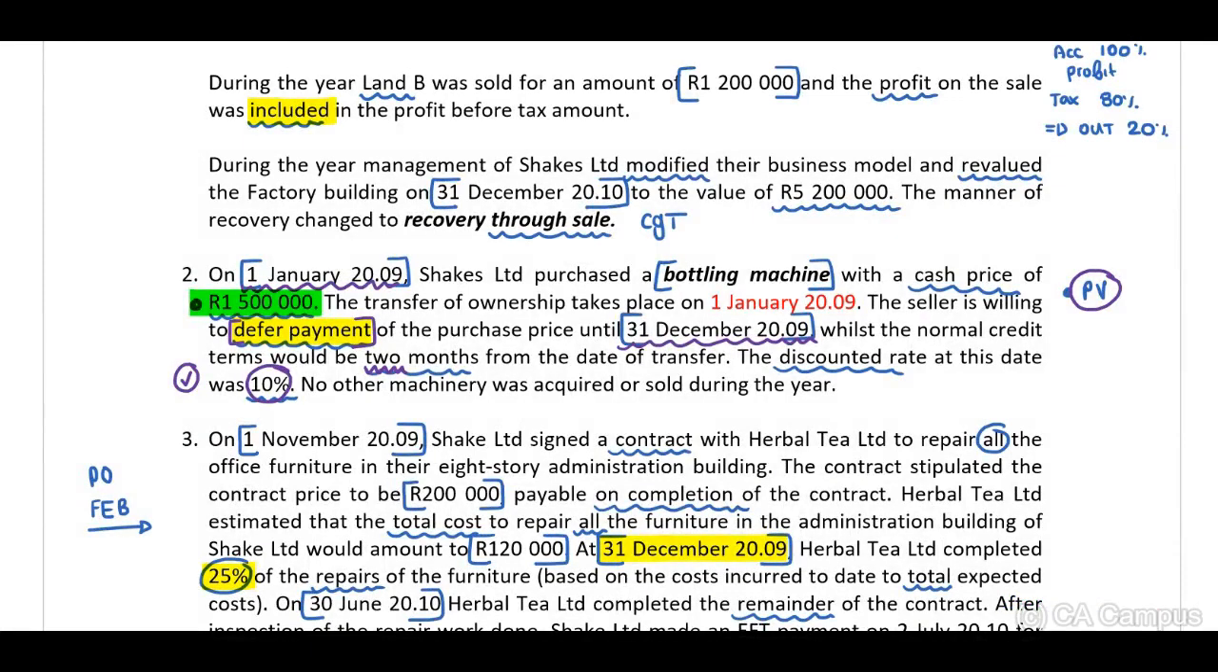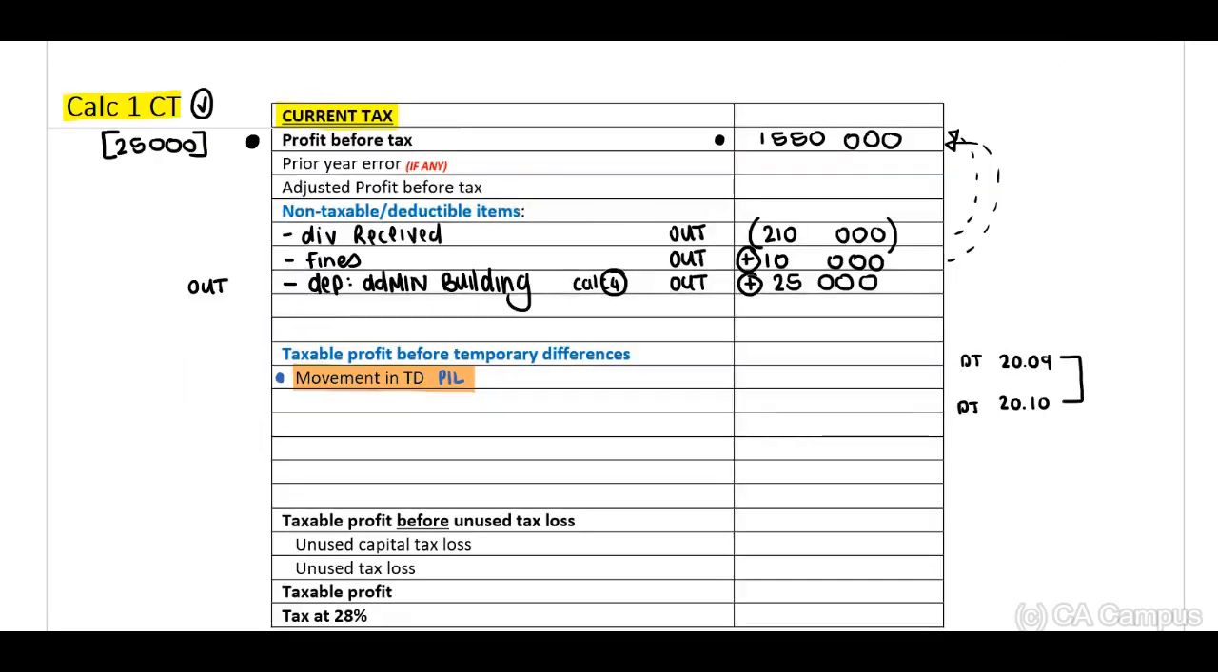During the year, land B was sold for an amount of 1.2 million, and the profit on the sale was included in the profit before tax amount. We have identified that for accounting purposes, we've included 100%, but for tax, we only include 80%, therefore we need to take out 20%. Therefore, in our current tax calculation, we need to indicate that we need to take out the profit on the sale of our land and include your calculation.